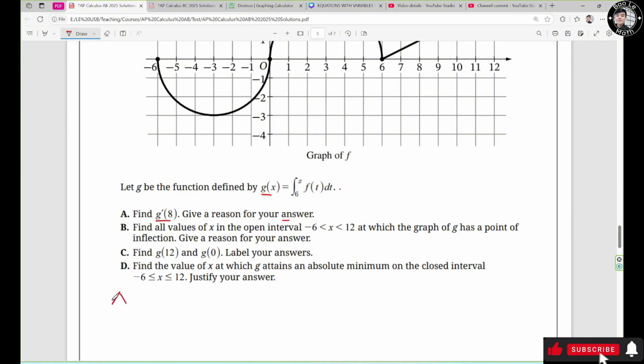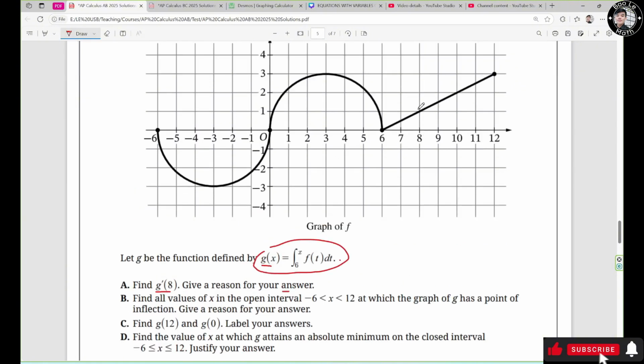Alright, question A, very straightforward. You need to calculate g prime of x first. You need to take the derivative of this integral right here, and it turns out to be f of x. Now, g prime of 8 is going to be f of 8. Now, f of 8 is going to be right here. So the answer is 1.